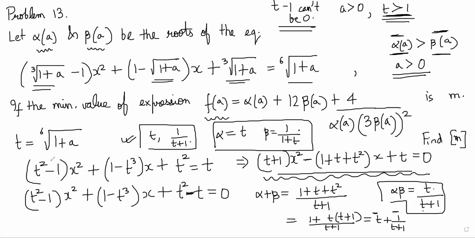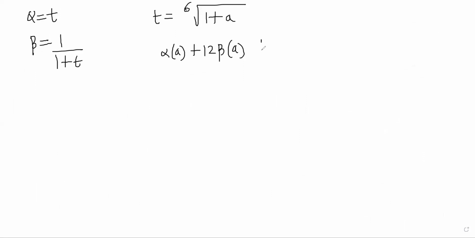And now what was our alpha? Alpha was sixth root of 1 plus a, right? So I will just write it on the next screen. We have alpha is equal to t and beta is equal to 1 by 1 plus t. These are the roots of the equation where t is equal to sixth root of 1 plus a. And what do I have to minimize? The expression that I have to minimize is alpha a plus 12 times beta a, plus 4 by 9 alpha a and beta a square, right?